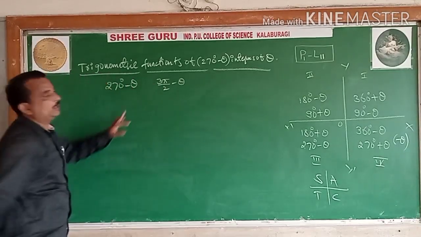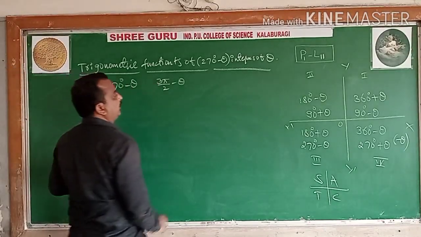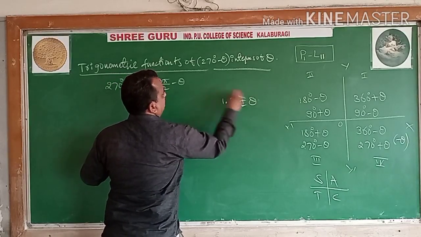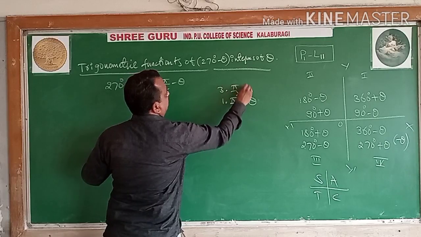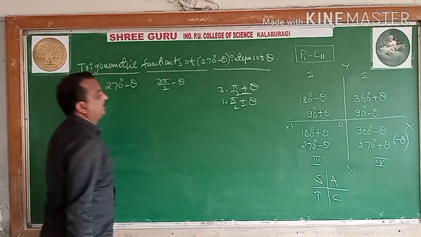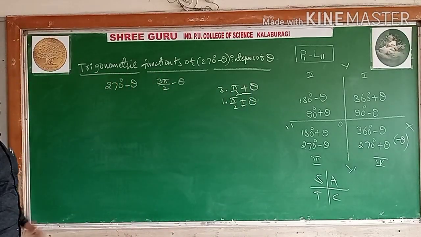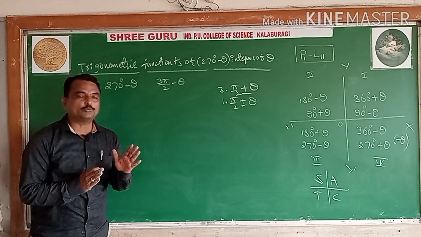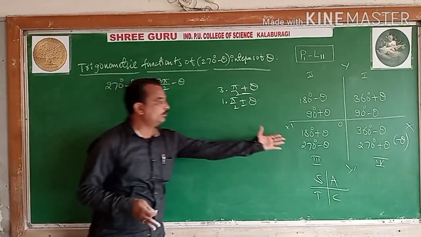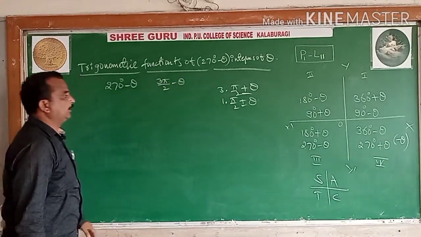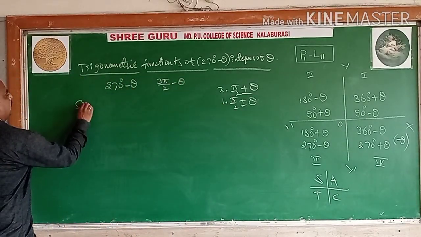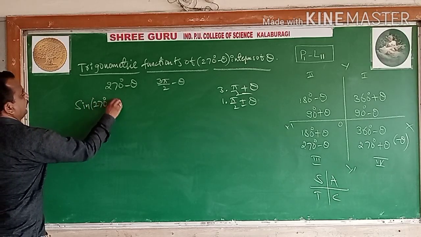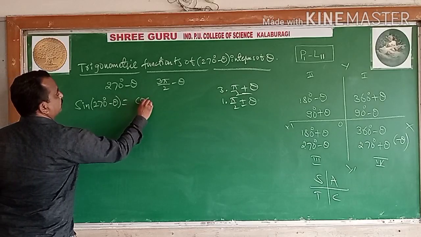Is it an odd multiple or an even multiple of pi by 2? Yes, it is an odd multiple of pi by 2, plus or minus both. So now the function, what does it do? It changes. That only, you should take the sign with respect to the position of that particular angle here. See, sine of 270 degree minus theta, the function changes.